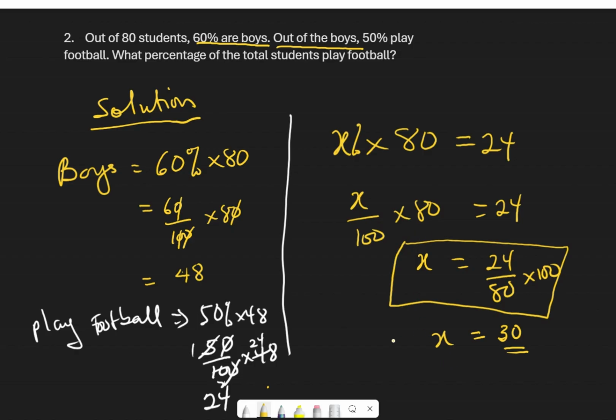So X is 30. It means 30% of 80 is 24. And this 24 is the total number of boys that play football. And this 80 is the total students. So what percentage of the total students play football? The answer is 30%.